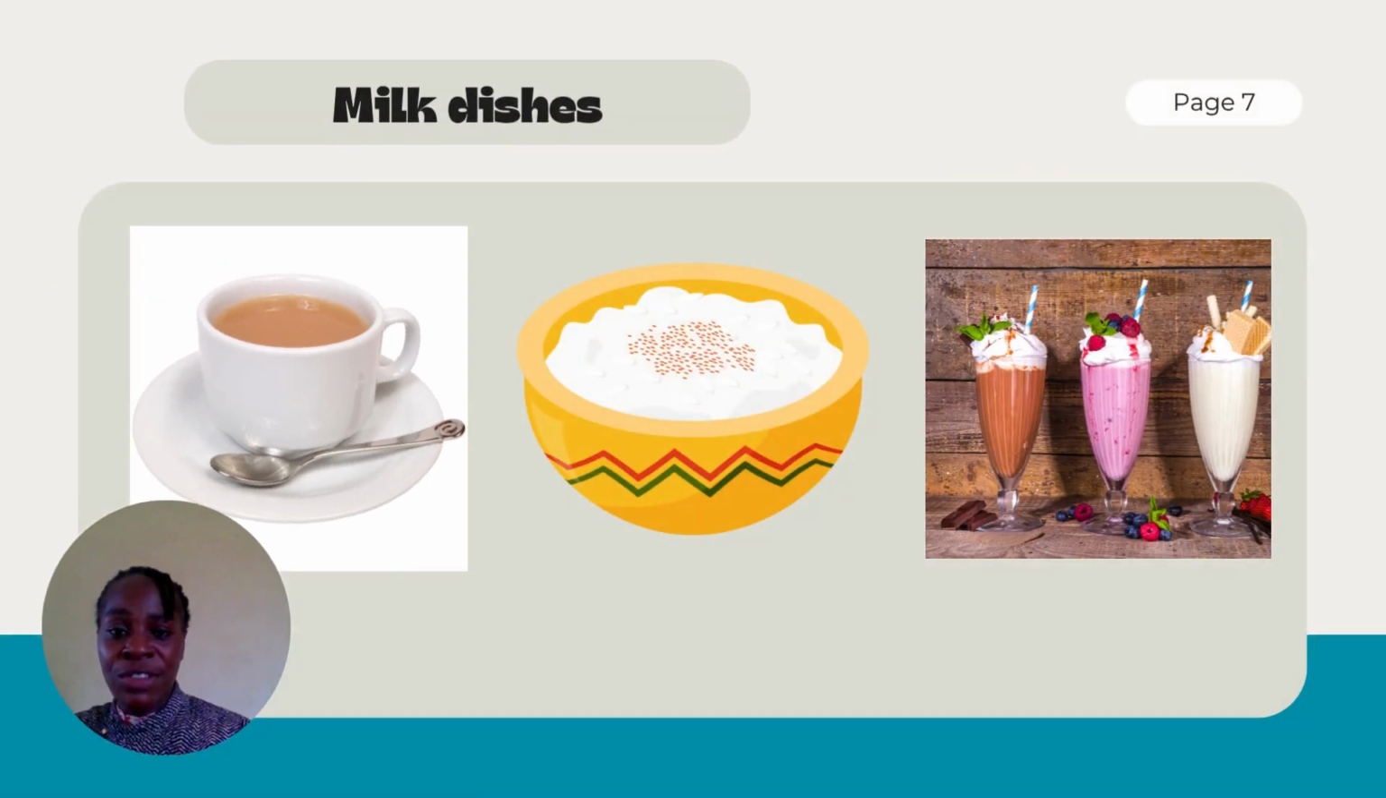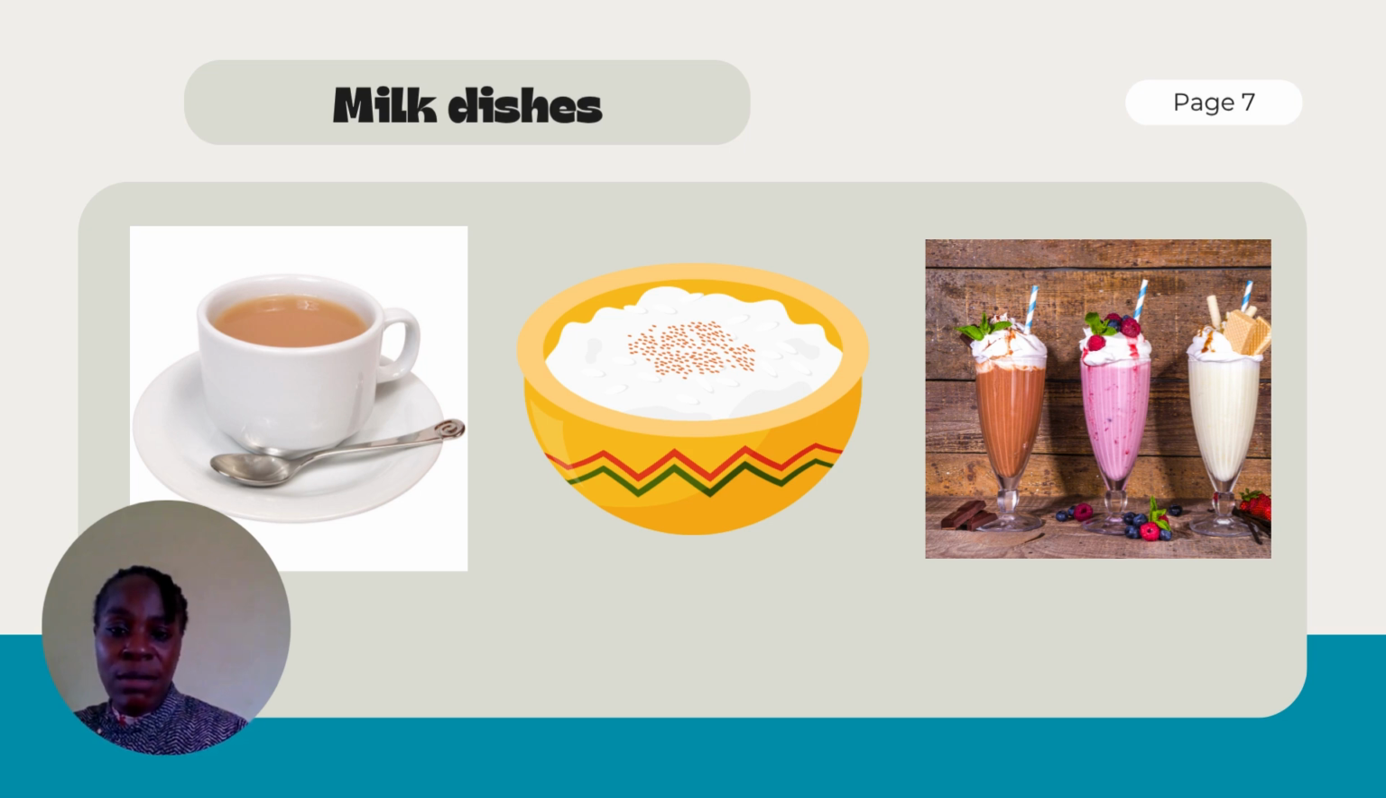Okay, for our milk dishes, we have several dishes that we can prepare using milk, but I'll be talking about three in this slide. The first one I have here is beverage, tea or coffee. You can add your milk to your tea or your coffee, and when you add milk, it makes it creamier and tastes better.